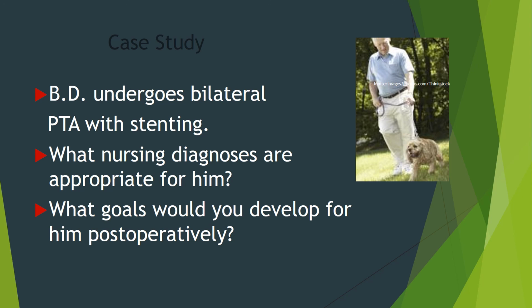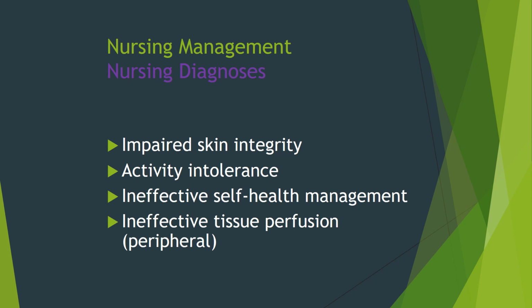So our friend BD undergoes bilateral PTA with stenting. What nursing diagnoses are appropriate for him? And what goals would you develop for him post-operatively? Well, we're going to help you out with that by some of the nursing diagnoses. Of course, impaired skin integrity. He's had a catheter inserted through his femoral artery, so his skin integrity has been compromised. And activity intolerance. We hope we're going to improve that, but we don't know yet.